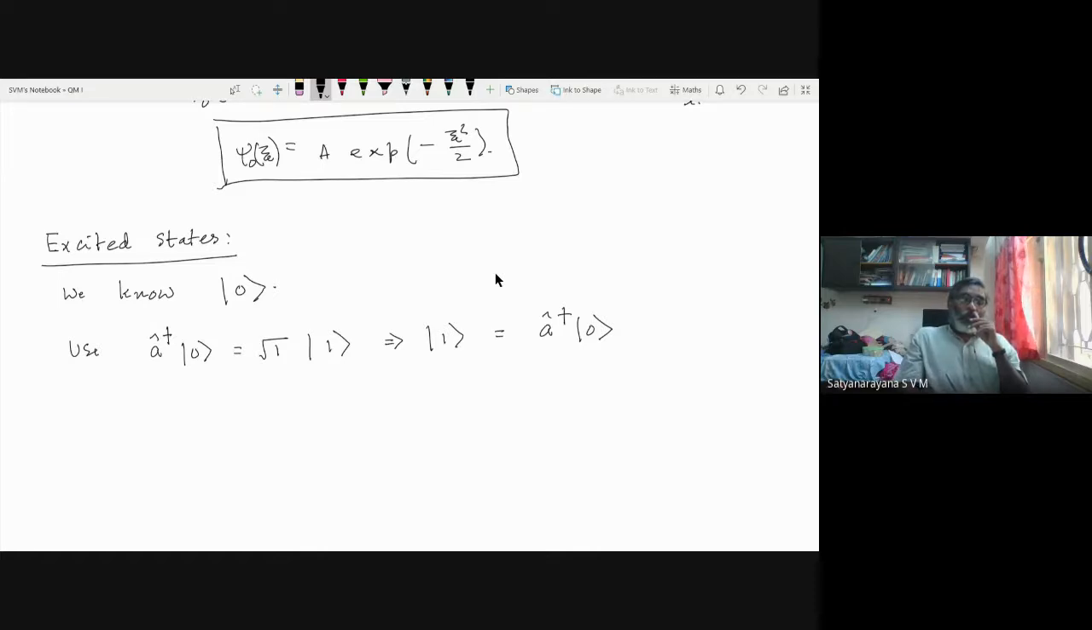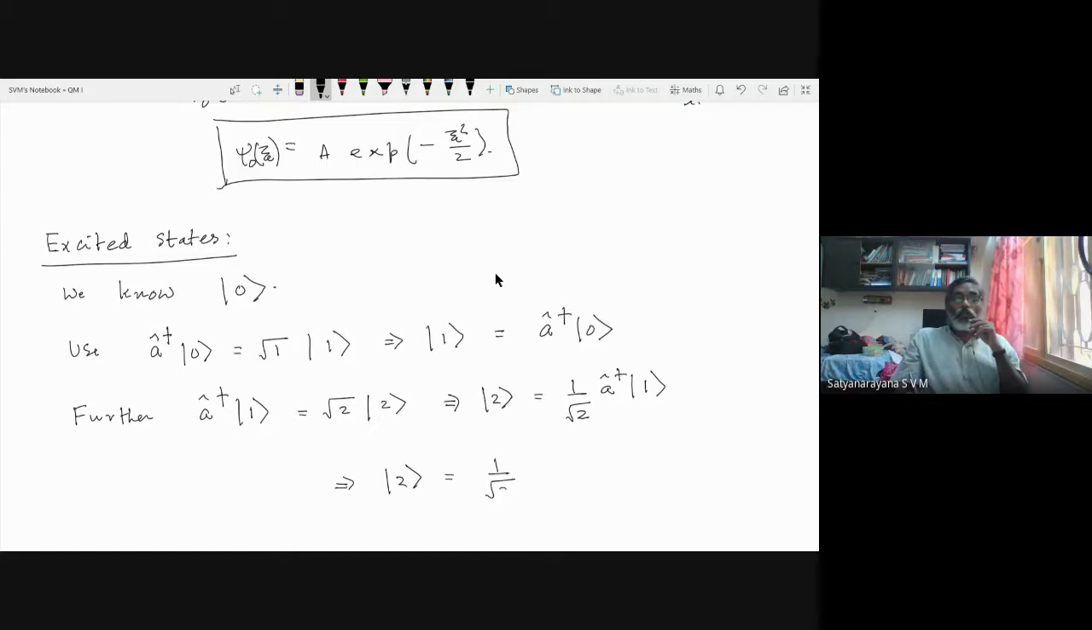And further, I can use the same trick. When I apply A dagger on 1, I will have square root of 2. So if I want to get 2, then I will have 1 by square root of 2 into A dagger acting on 1. Or I can write equivalently 2 is equal to 1 by square root of 2, and just for completeness' sake, 1 is now A dagger squared acting on 0. Correct? A dagger squared acting on 0.